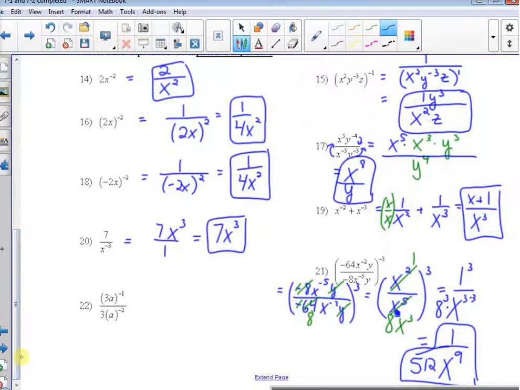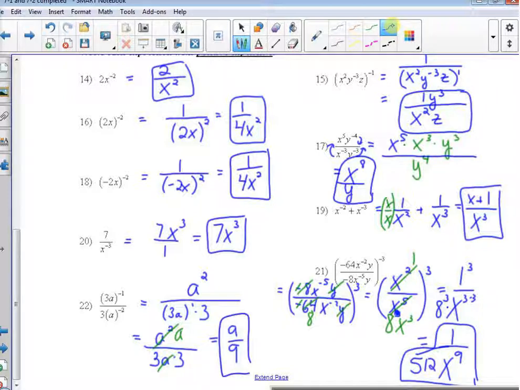All right, and then the last one, number 22, 3a to the negative 1, I'm going to make that positive. So I'm going to bring that down to the bottom. The 3 on the bottom is already positive. It stays. The a to the negative 2 goes up and becomes positive. Then I have a squared over 3a times 3. I believe I can cancel an a squared with an a to make it a. My final answer is a over 9. That looks like 9 over 9, but it's a over 9.